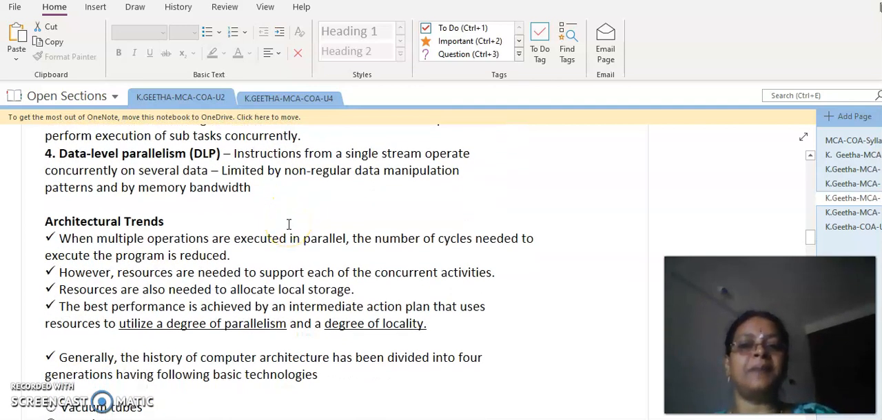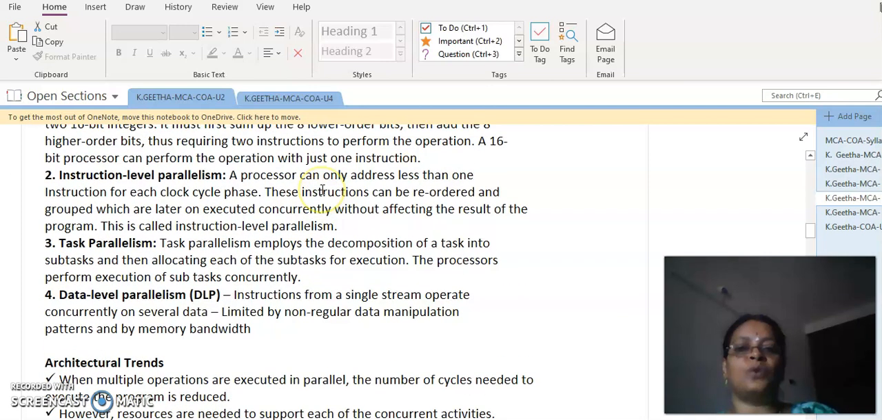Then comes data level parallelism. Here, the instruction from a single stream will operate concurrently on multiple sets of data. And usually, when we want to operate on an array of data or vector data, that can be quoted as a very good example for data level parallelism. It is often limited by non-regular data manipulation patterns and by memory bandwidth. If the memory is not able to supply the data at a faster rate, then parallelism may not be achieved.